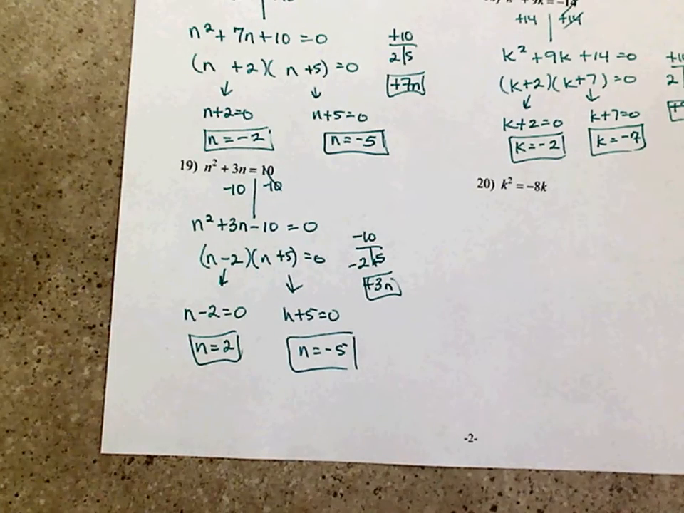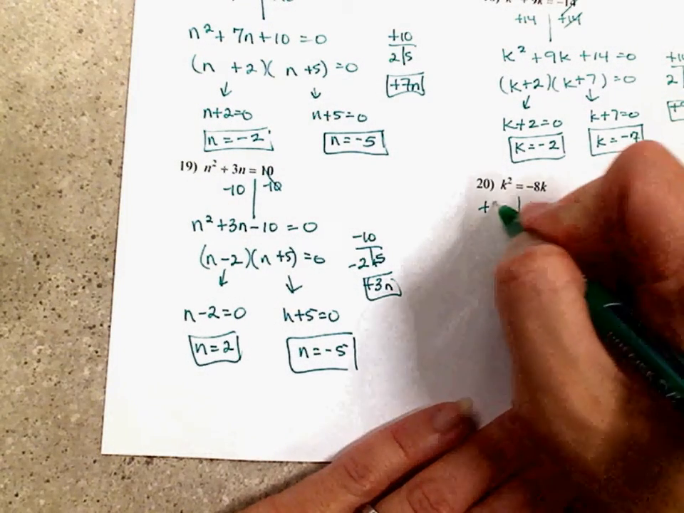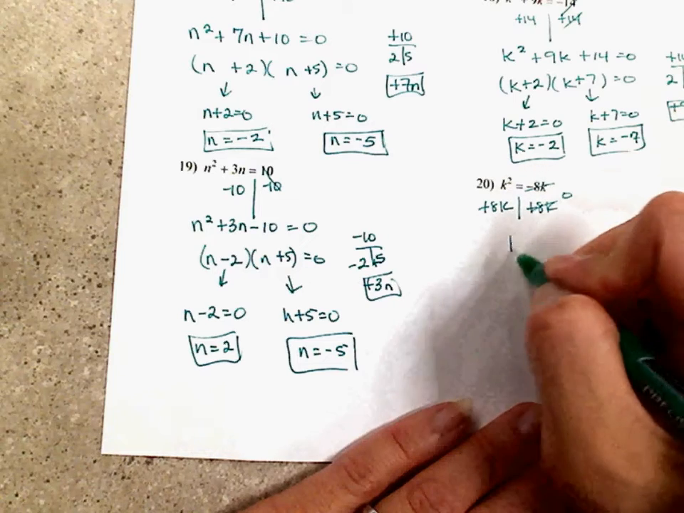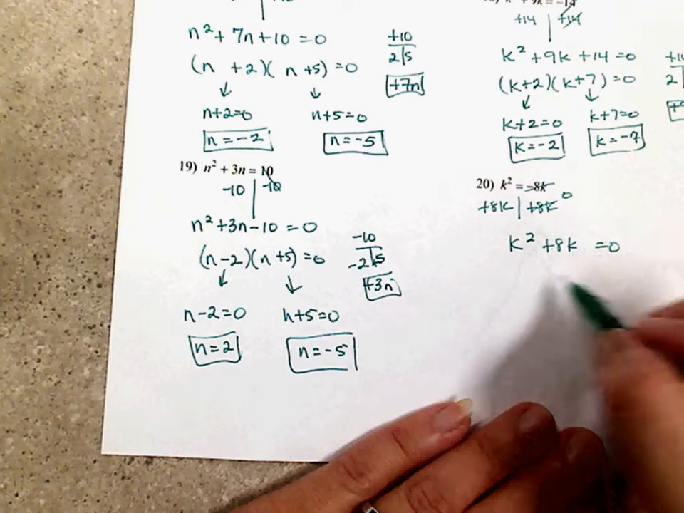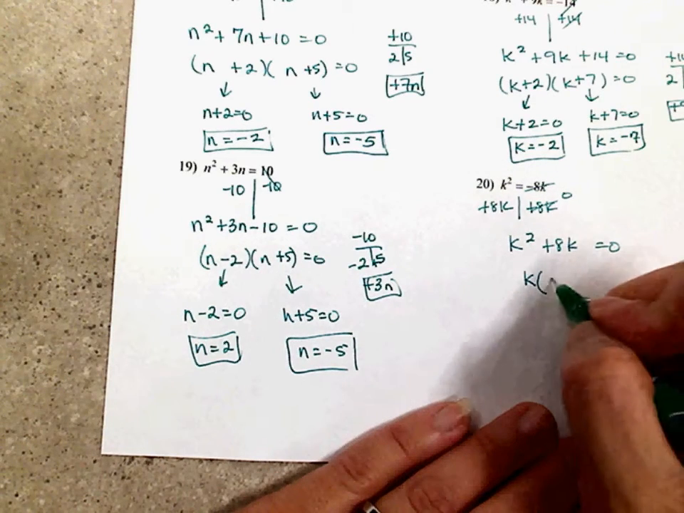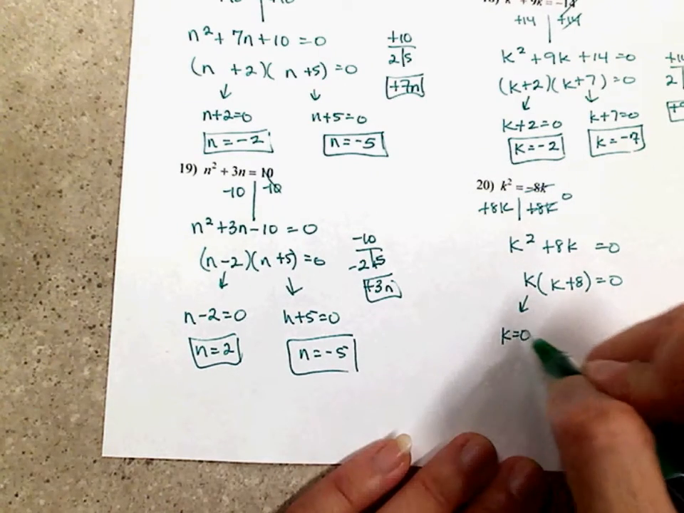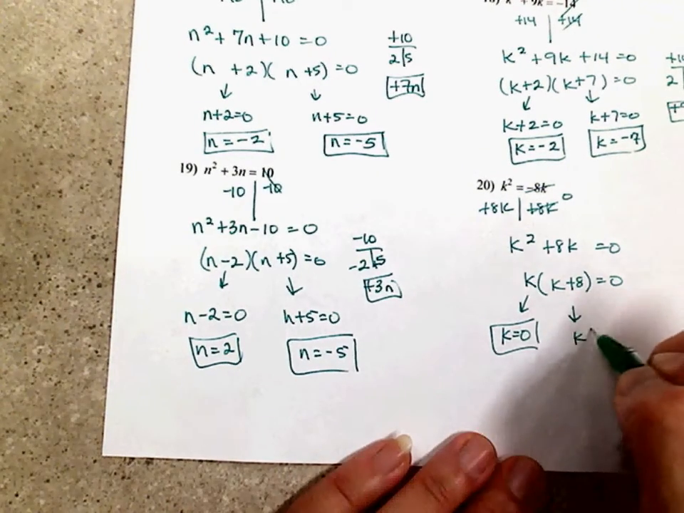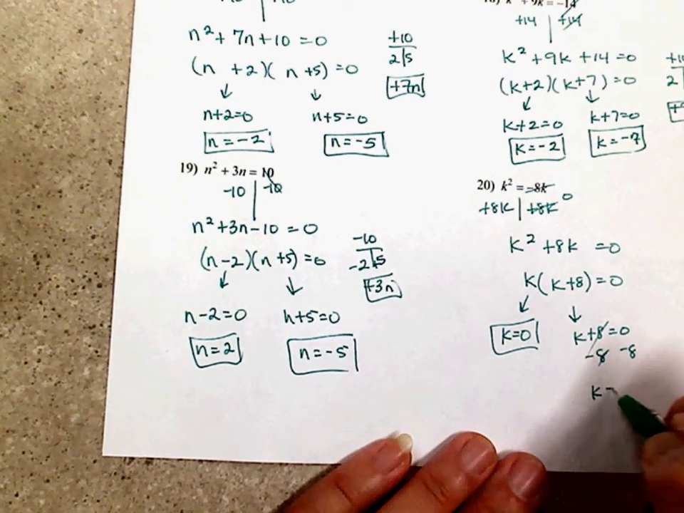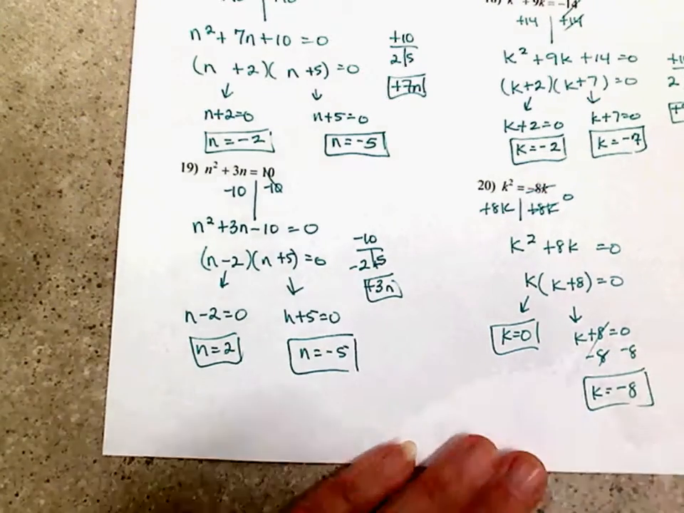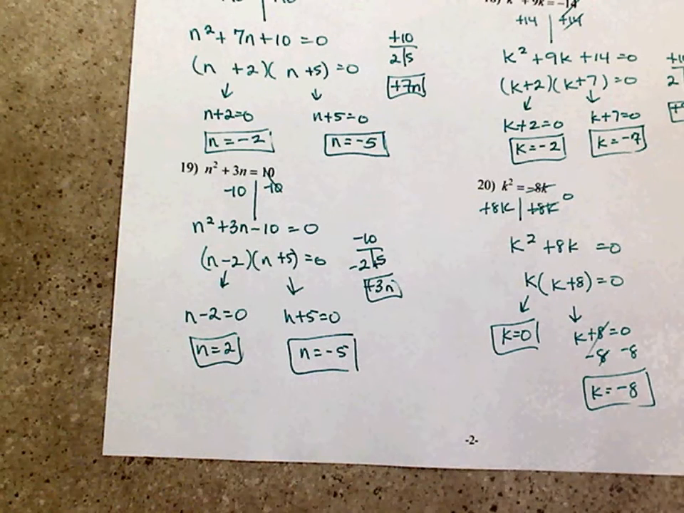Alright. Number 20. Add 8k to both sides. Give you 0. K squared plus 8k is equal to 0. Two terms. 1, 2. Factor out your k, so you have k times k plus 8 equal to 0. Set this k equal to 0. Set this one equal to 0. Subtract 8, k is equal to negative 8. And there you have your solving. This is where you're going to cross the x-axis.